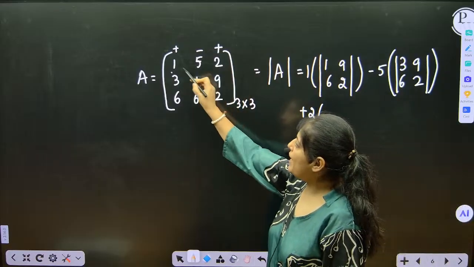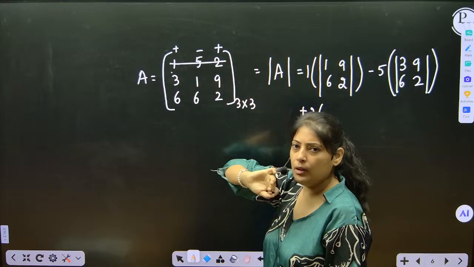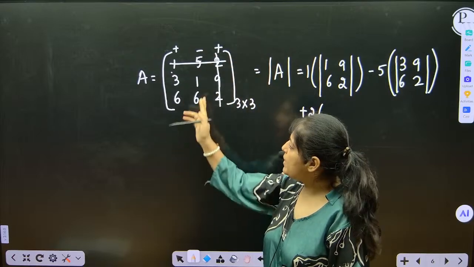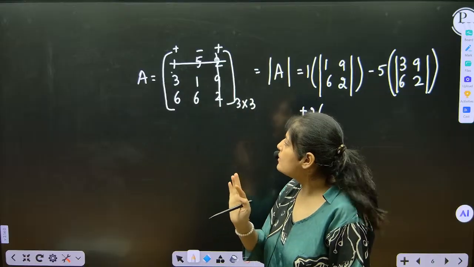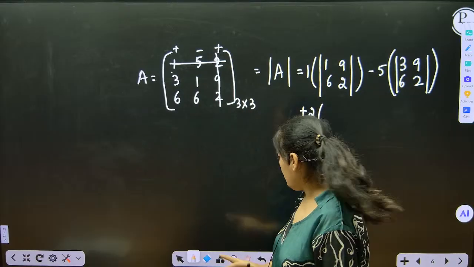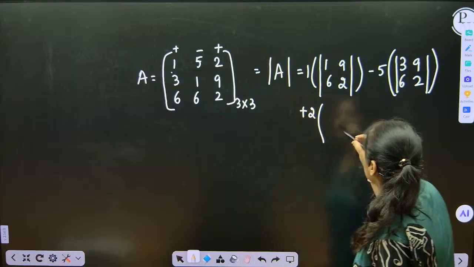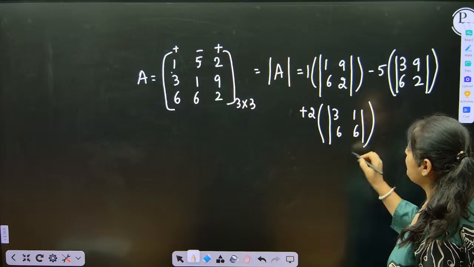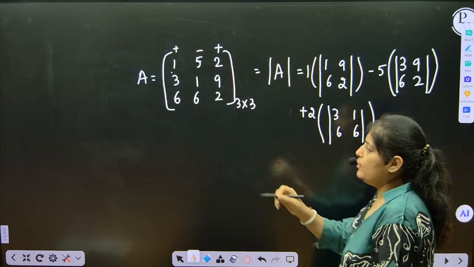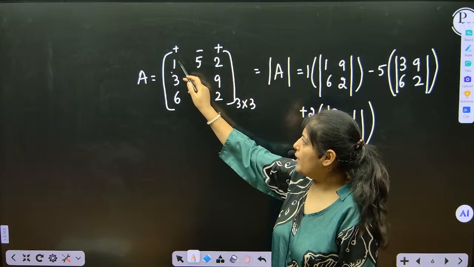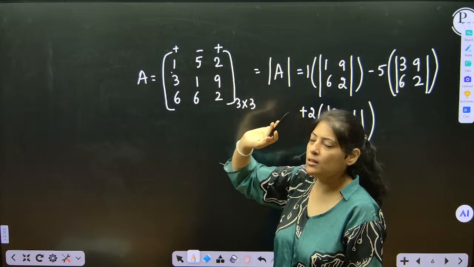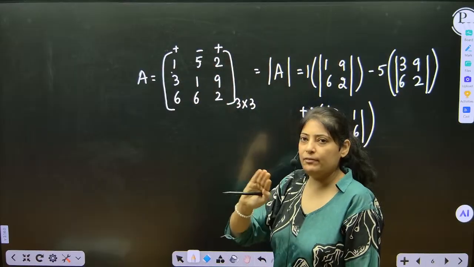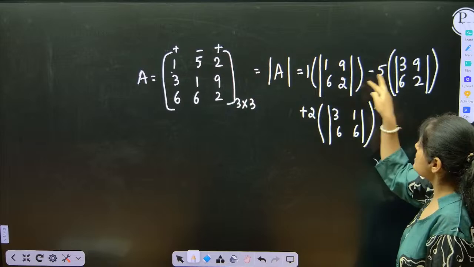Okay. Now 2 lies in which row? This row, leave that. This column, leave that. Which numbers are left? 3166. Now I'll write those. Now what is the aim? That I'm telling you now. Always give them alternate signs, plus minus plus. Which row is it lying in? Leave that. Which column is it lying in? Leave that. Other four numbers, take its determinant.